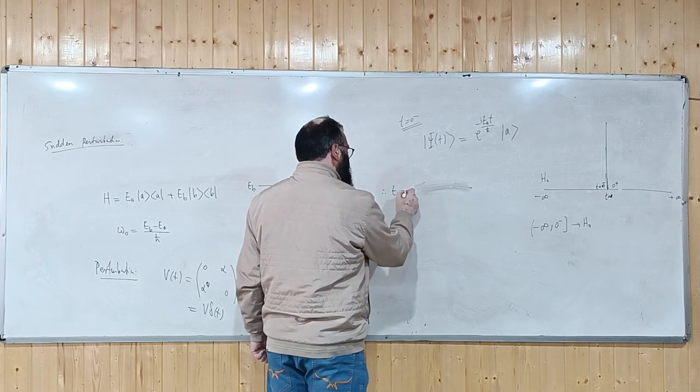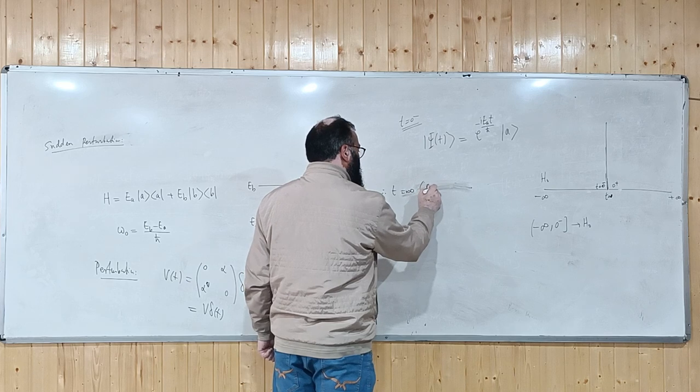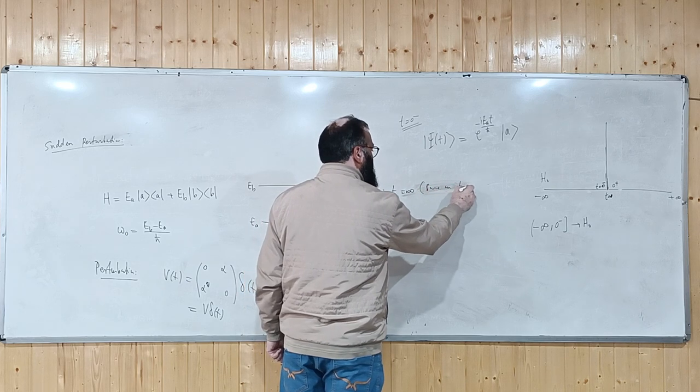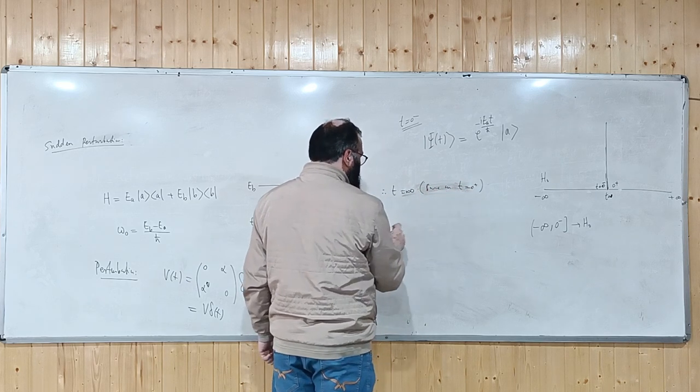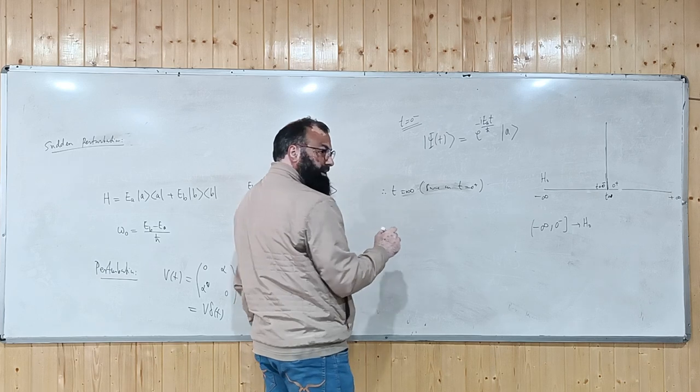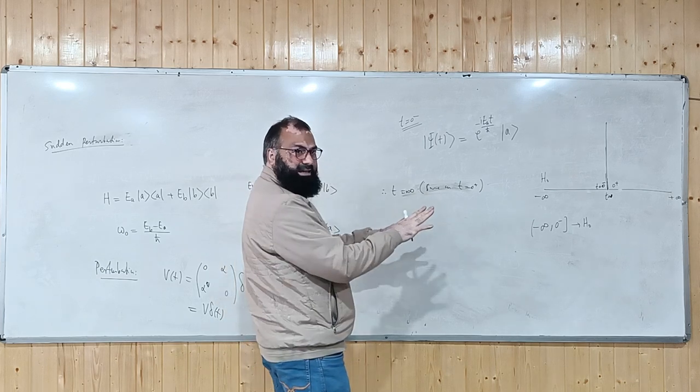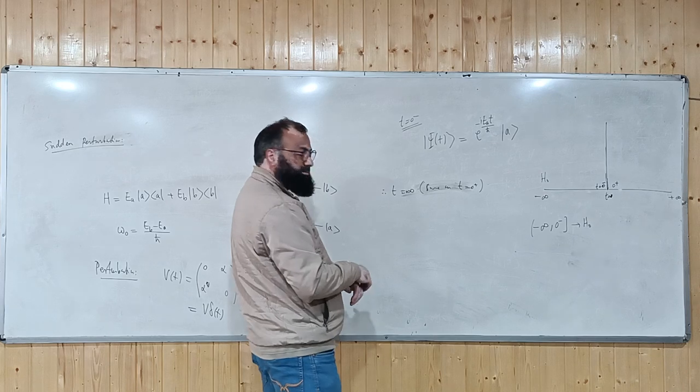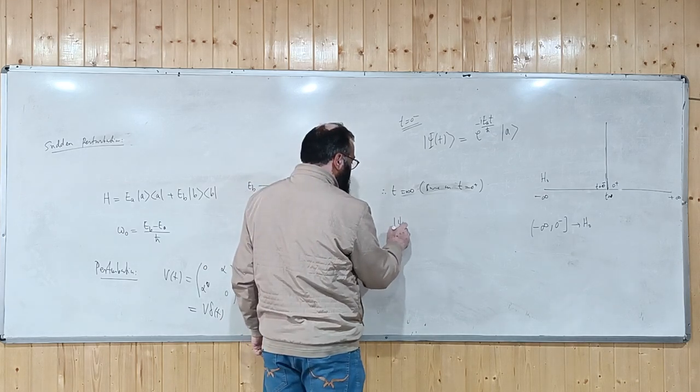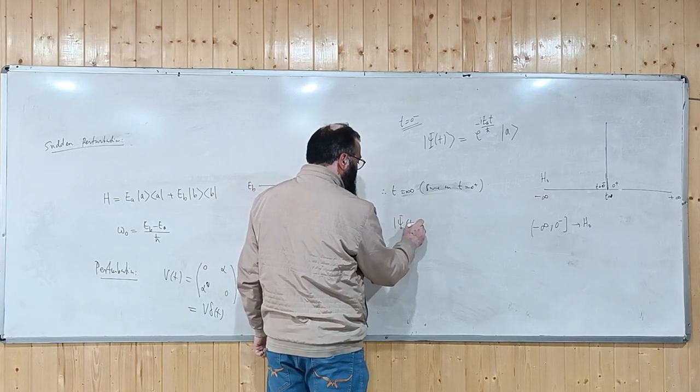T equal to plus infinity is the same as saying t equal to 0 plus. So what is the state? Let me write only the state. Let me not give the time evolution for the time being. What will be the state at t equal to 0 plus?